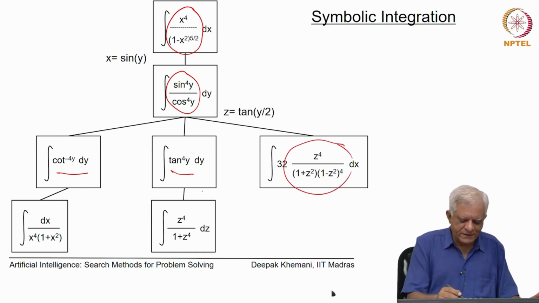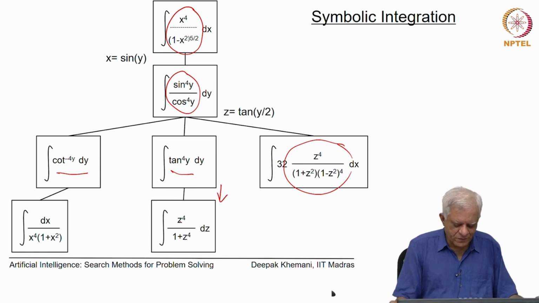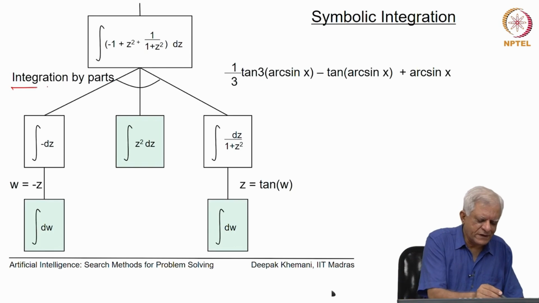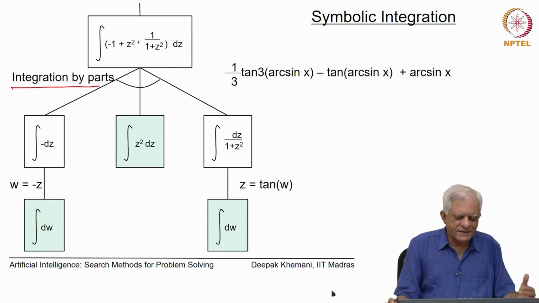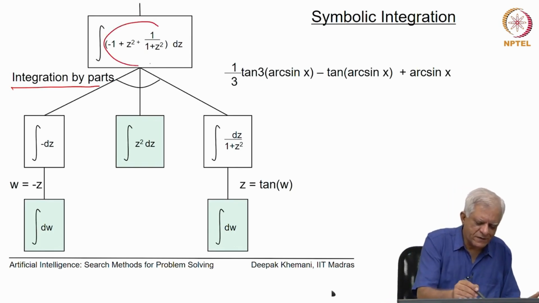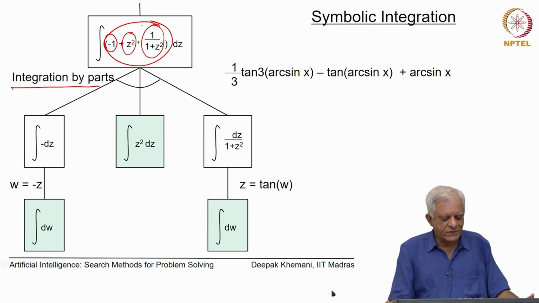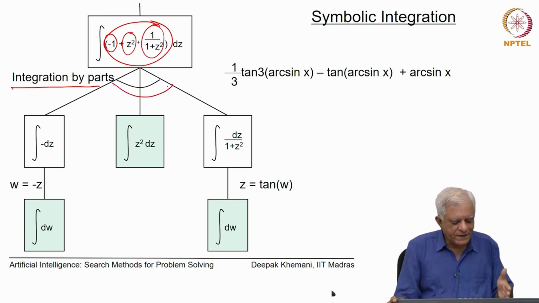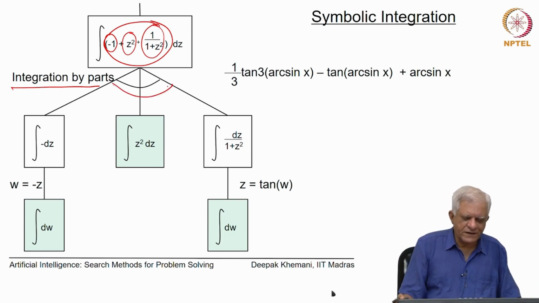And then this tan raised to 4, let us say we go by this choice, we have reduced it to z raised to 4 by 1 plus z raised to 4, and that itself you can do using integration by parts, which means that this larger problem is now broken up into 3 parts, which are -1, z square and 1 over 1 plus z square, and these 3 parts are connected by an AND arc, and then eventually you come down to very primitive problems.